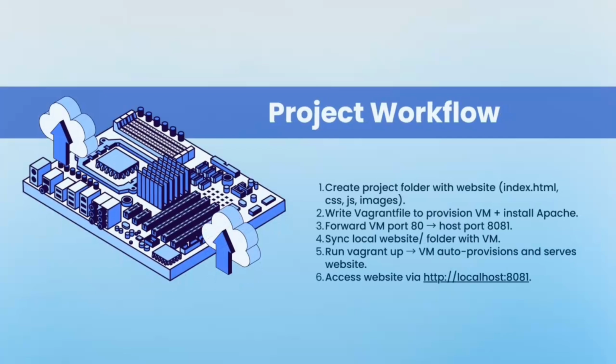The fifth step is to run the vagrant up command for the virtual machine to auto provision and serve the website. So the sixth step is to access the website via the localhost 8081 link. So now let's see the project demo.